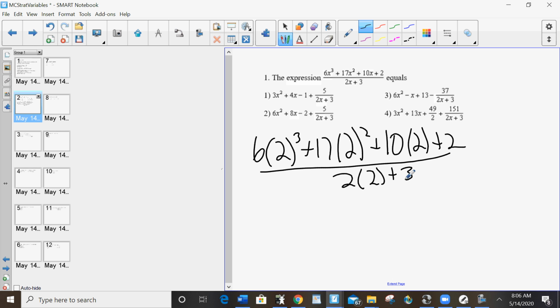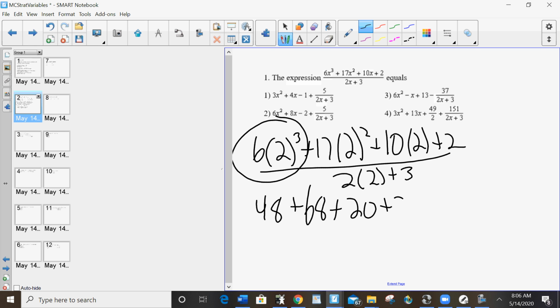This is not simple. Depending on how strong you are with arithmetic, if you're not strong with arithmetic, this is going to be kind of nasty. I evaluated. Again, I can't use a calculator if it's a non-calculator section. 2 cubed is 8. 8 times 6 is 48. 2 squared is 4. 4 times 17 is 68. 10 times 2 is 20, plus 2, over 2 times 2 is 4, plus 3.